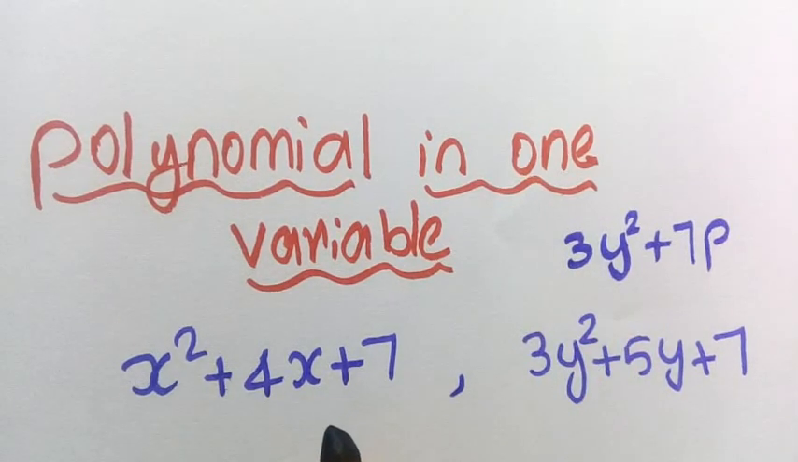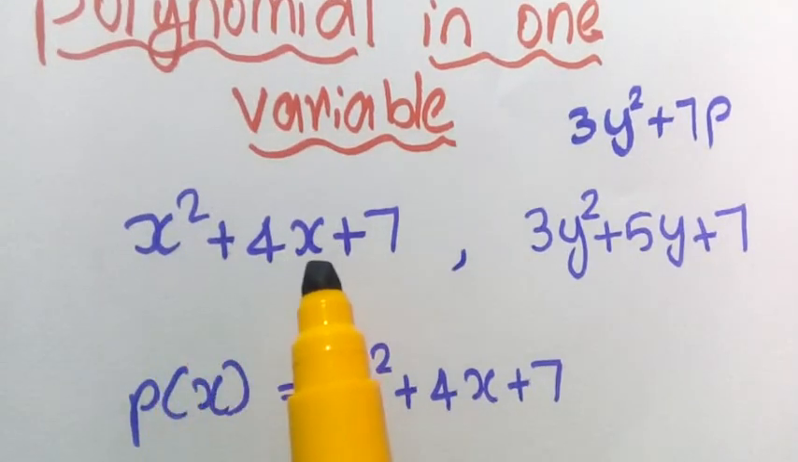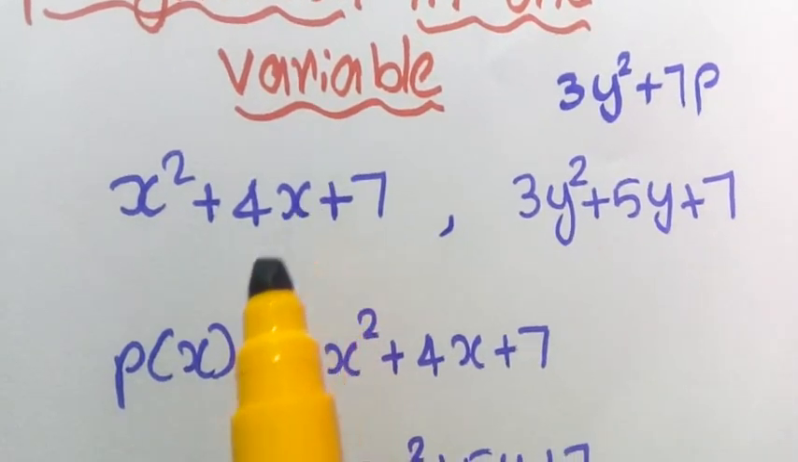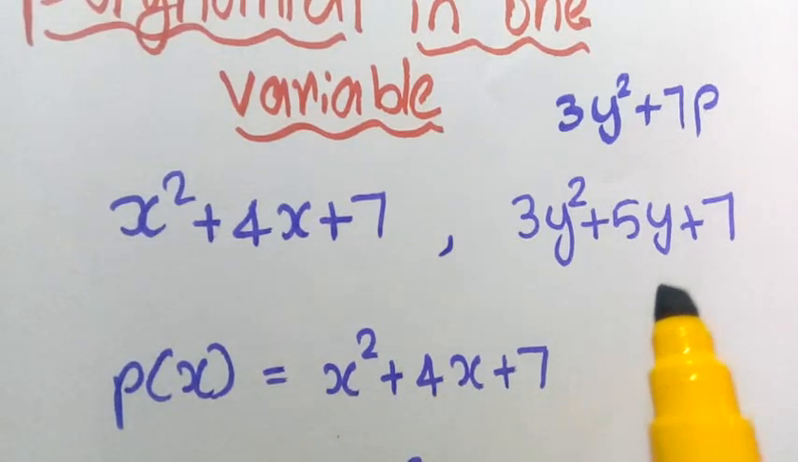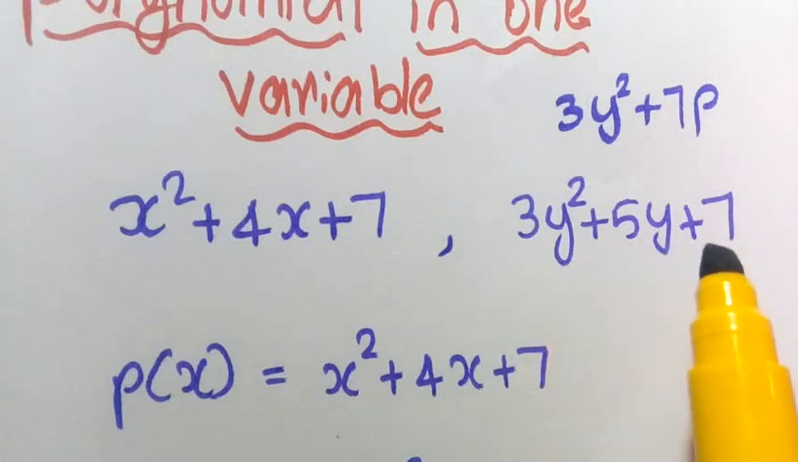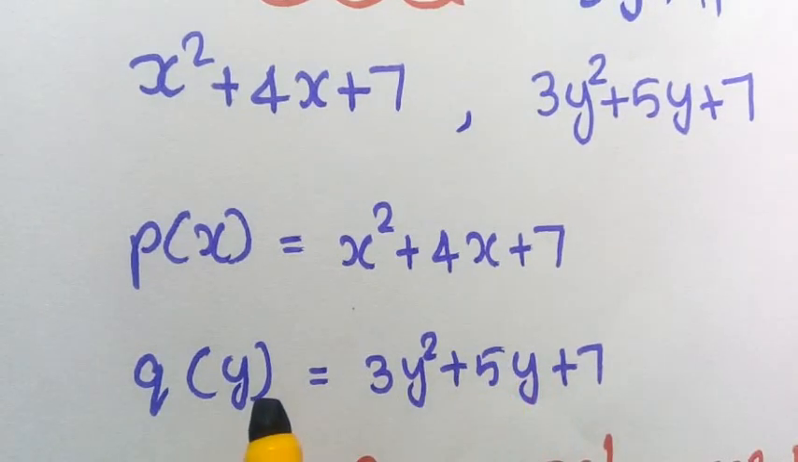If the variable in a polynomial is x, we may denote the polynomial by p of x or q of x or r of x, etc. That is, in this expression, we have the variable x. So we can represent it like p of x is equal to x square plus 4x plus 7. In this polynomial, the variable is y. So we can express it as q of y is equal to 3y square plus 5y plus 7.